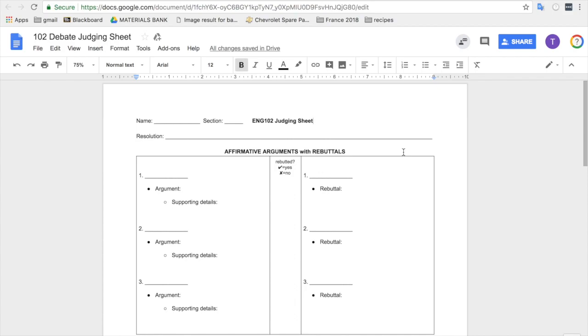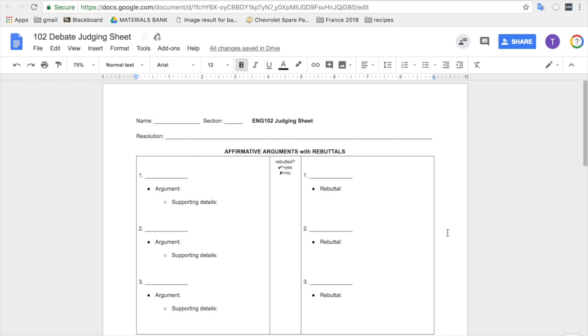When you come in to watch a debate, you will be given a sheet looking like this, and you'll either be judging the affirmative arguments or you'll be judging the opposing arguments. Now, you need to make sure you do this with a partner, because when it comes to writing the analysis, you will need both the affirmative arguments and the opposing arguments.